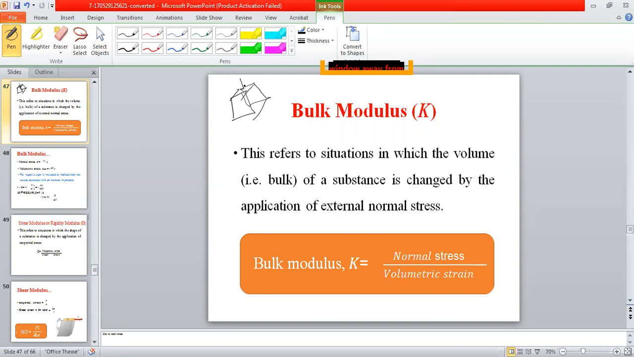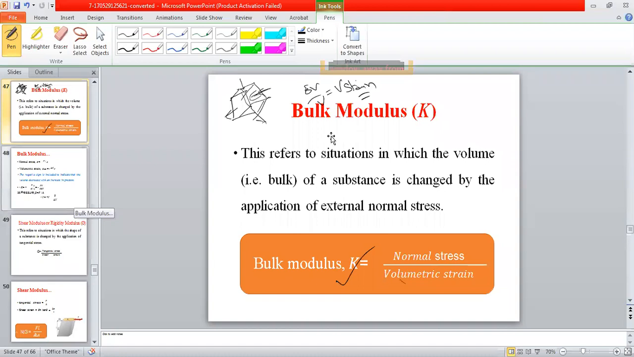The stress is nothing but a pressure inside the body or outside the body, so that the volume will be changed. That volume change divided by original volume gives the volumetric strain. Therefore we need to find out the stress in a three-dimensional body, that is what we call the normal stress, and we need to find out the volumetric strain to find the bulk modulus of that component.